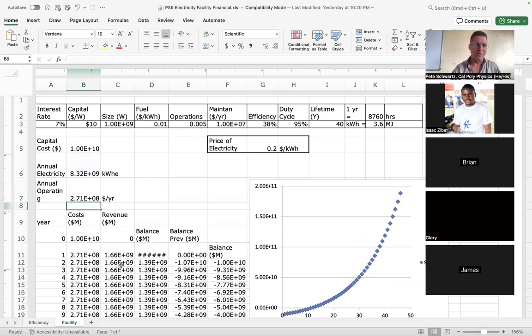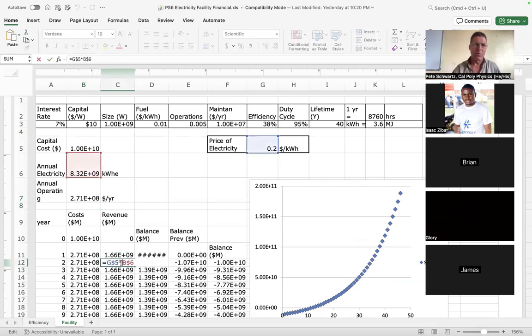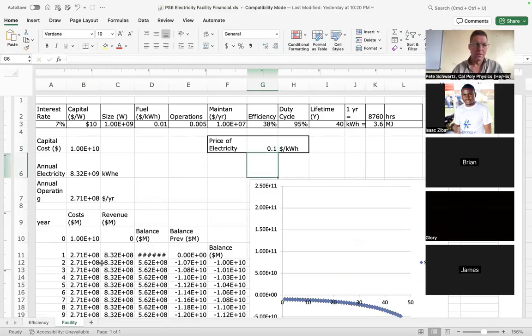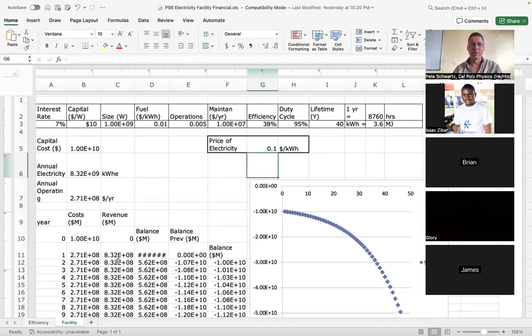And now we look at our revenue every year. Our revenue is the amount of electricity we generate times the price that we choose. So if we want to lower the price to 0.1, watch revenue right here will get much smaller. So now the revenue is smaller by a factor of 2.